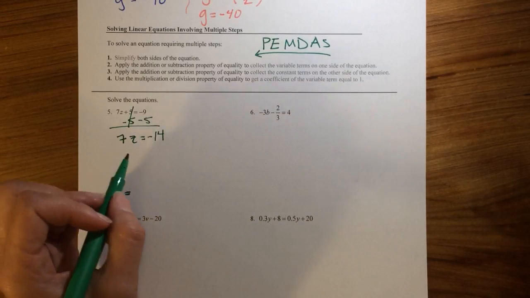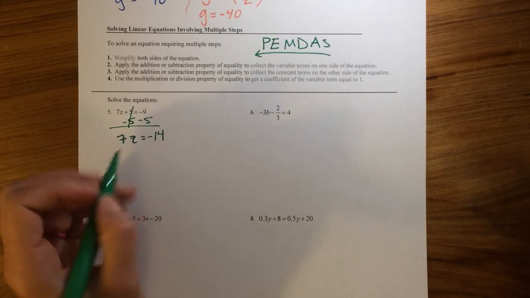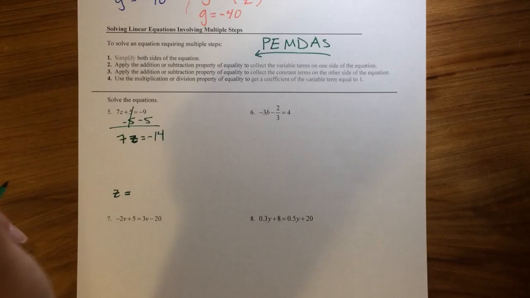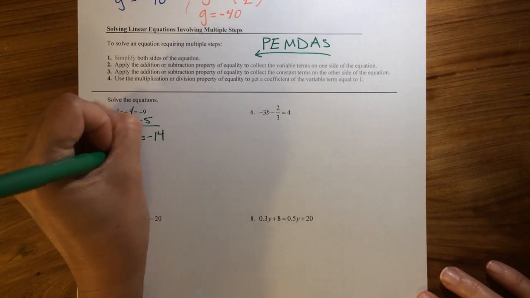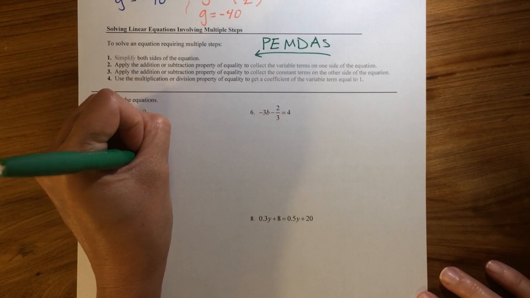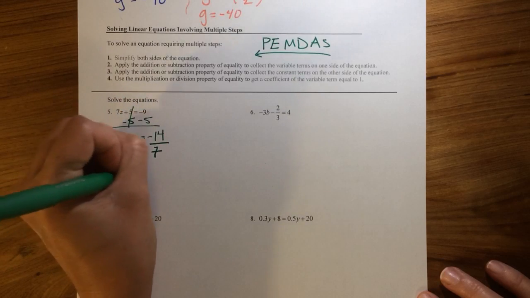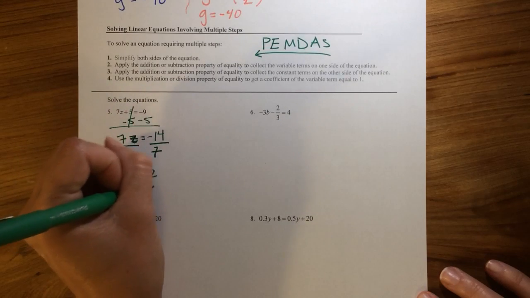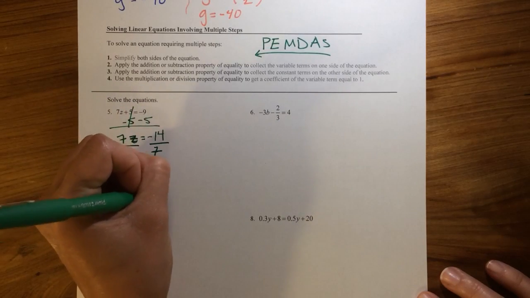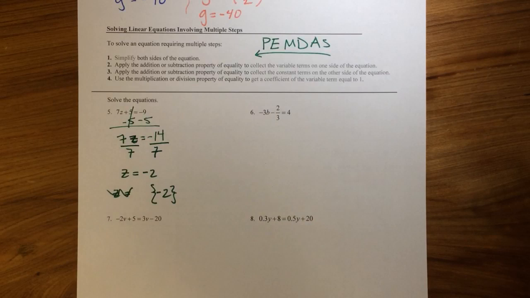And the next step, if this is 7 times z, what undoes times? Division. So we're going to divide by 7, so z equals -2. And there we go. So our answer is -2.